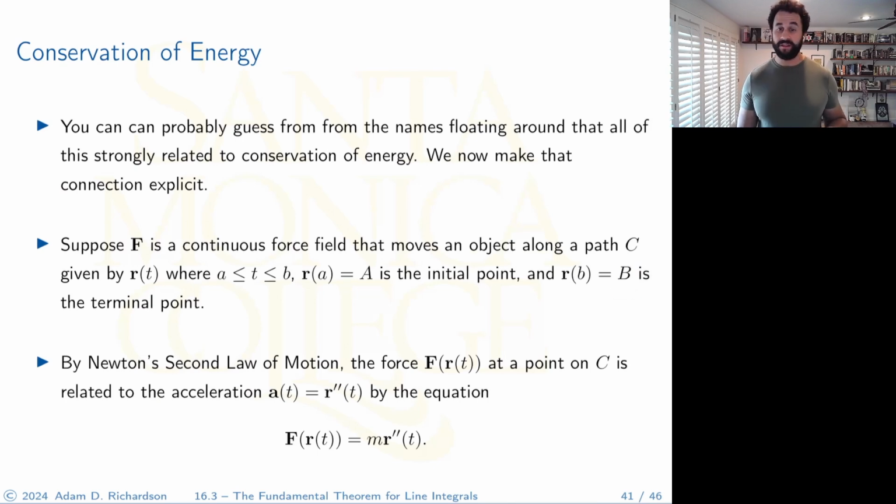Now, by Newton's second law of motion, F equals ma, we know that the force at a point on C, remember this is the force at a point on the curve, is related to the acceleration by F equals ma. And remember that the acceleration vector is just the second derivative of the position vector. So we know this: F equals m times r double prime of t.